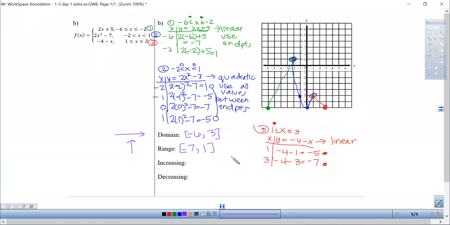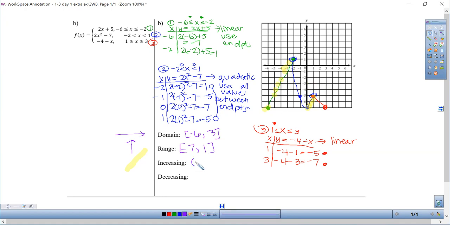So my domain goes from -6 to 3, and my range goes from -7 to 1. Remember that the idea of increasing means that as I look from left to right, my slope is going up. So if I think about that, that's this section of my graph and this section of my graph. Okay, so between 2 different sets of x values, my graph is increasing.